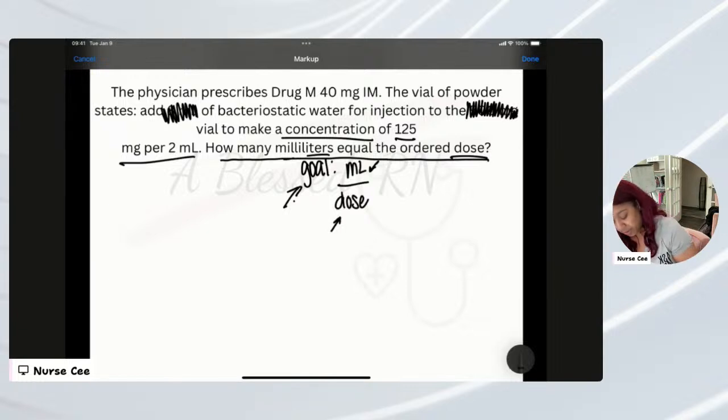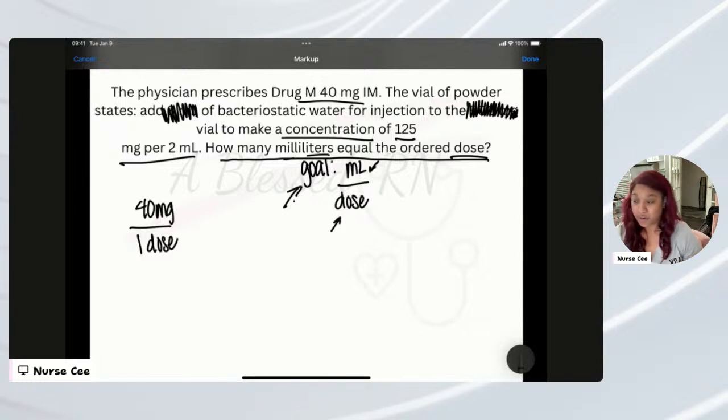I know that what's ordered is this amount, 40 milligrams, and that's one dose. So 40 milligrams is one dose. One dose is 40 milligrams. They equal each other. That's one puzzle piece. Then I got through all of the fluff, because what did Nurse say about reconstitution? You concentrate on the concentration. So we got rid of the fluff, and the concentration was 125 milligrams per 2 milliliters. Those were my puzzle pieces.